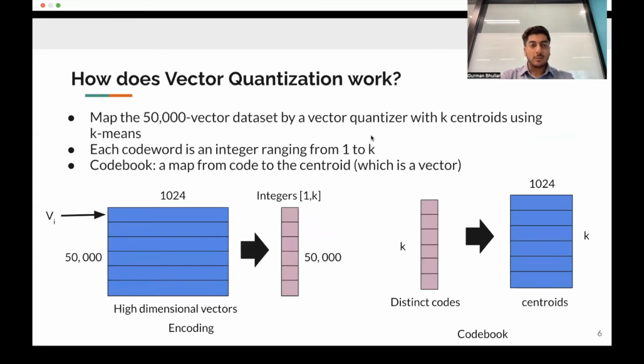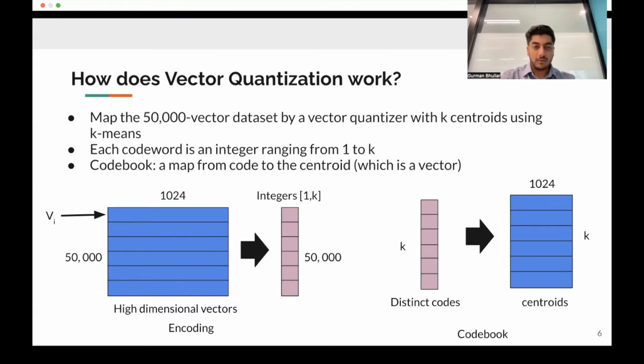Now, how does it actually work? Let's say we have vectors of size 1024, and there are a total of 50,000 of those vectors. And we say, okay, we are going to represent each and every vector by k particular centroids, basically applying k-means on it. So what now happens is, instead of 1024, we have just k values. The high-dimensional data of size 50,000 x 1024 has been reduced to 50,000 x k. So that's how things changed.